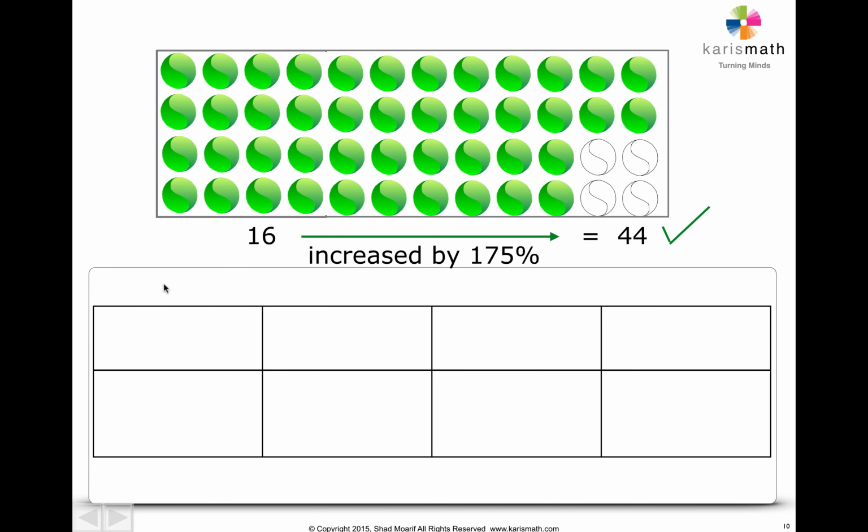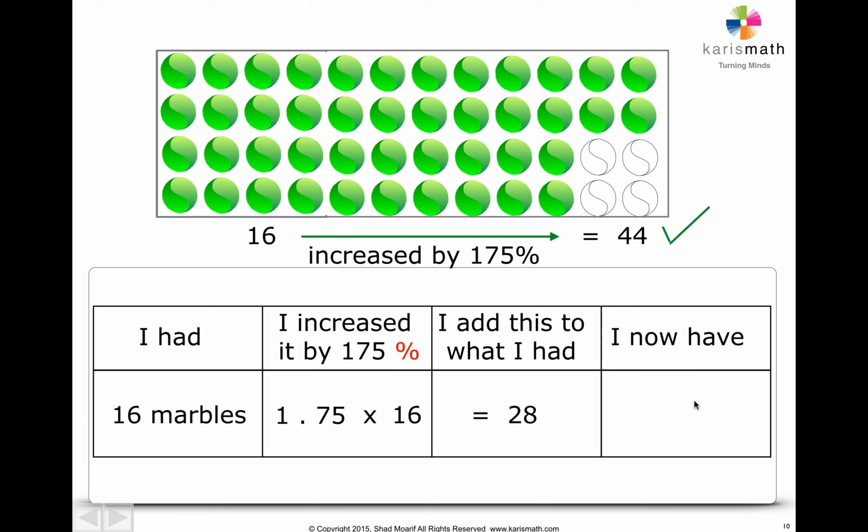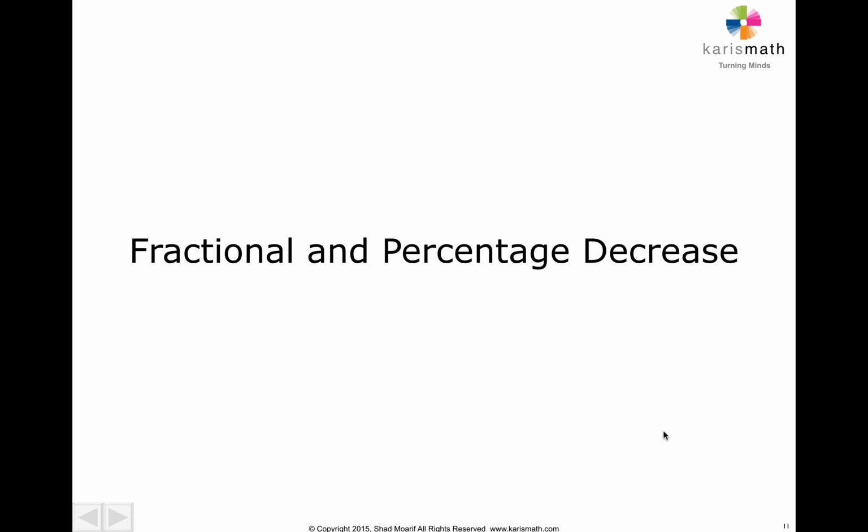We showed it in grid form? Sure, no problem. I had 16 marbles. I increased it by 175% of 16, of course, which means 1.75 times 16, which is 28. So that's how much we increased it by. I add this to 16, and I now have 44. 16 plus 28 is 44. Do it any way you like, you'll get the answer.